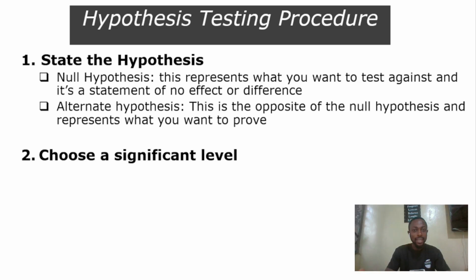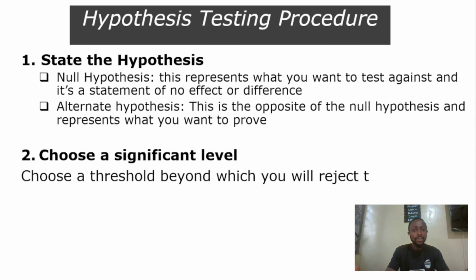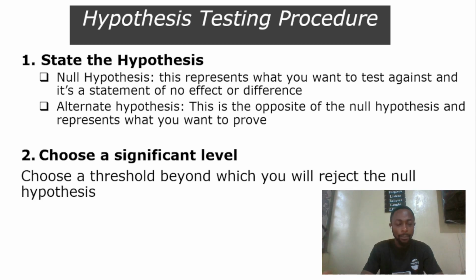And here you want to prove that the distance or proximity of students to school affects their scores. And so the second thing is that you want to choose a significance level. Now the significance level could be any value below 0.05. You want to reject the null hypothesis.